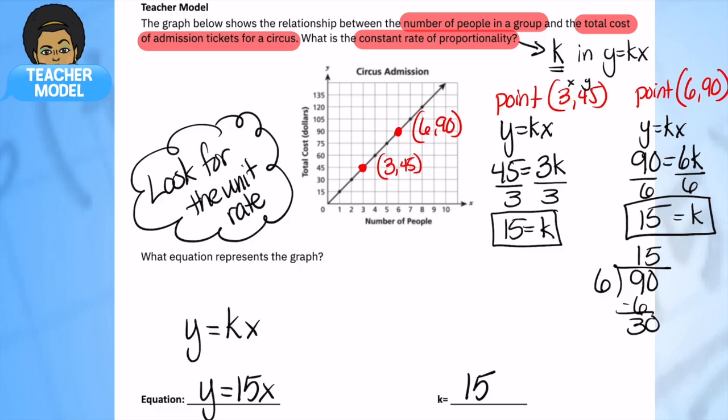And the unit rate is when x equals 1. When x is equal to 1, what is y? What do you notice, Math Marvel? When x equals 1, y equals 15. So that is our simplest one. You can also find k by just identifying your unit rate. I'm going to hit pause here so you can jot this down into your notes.